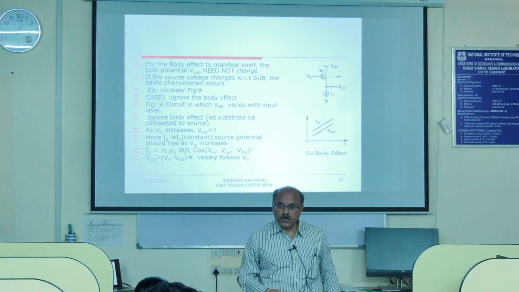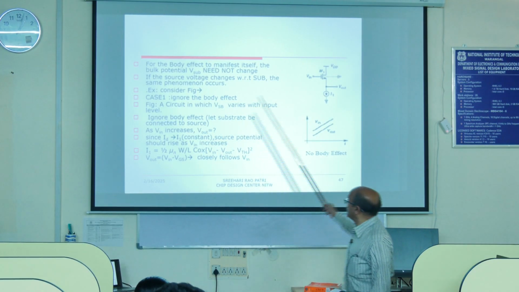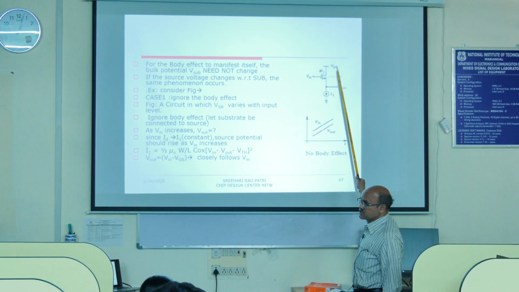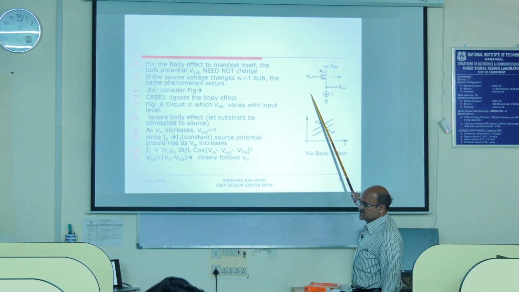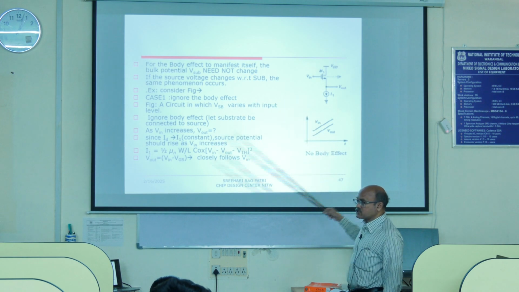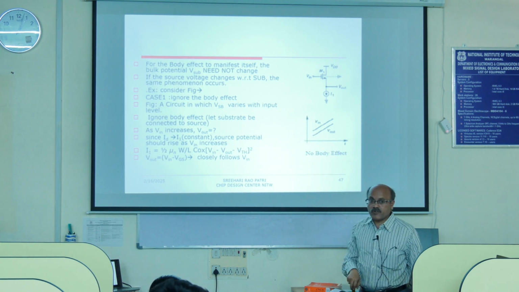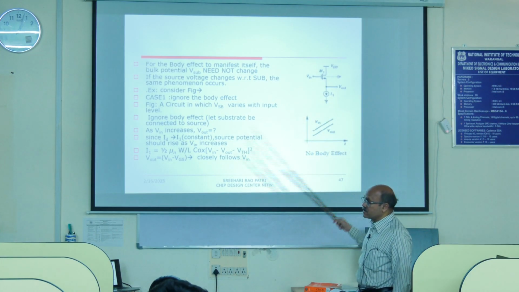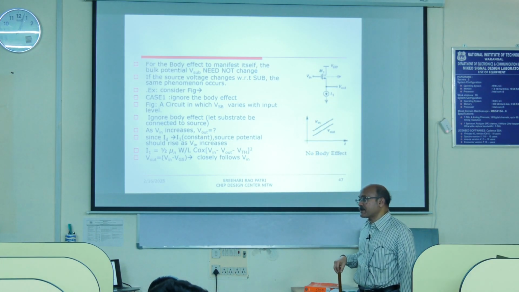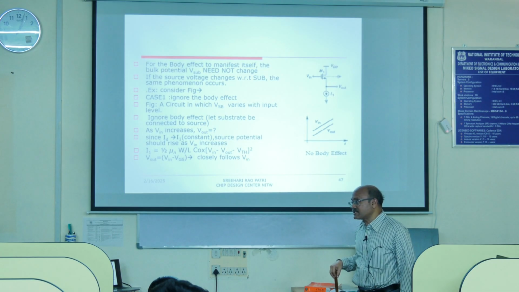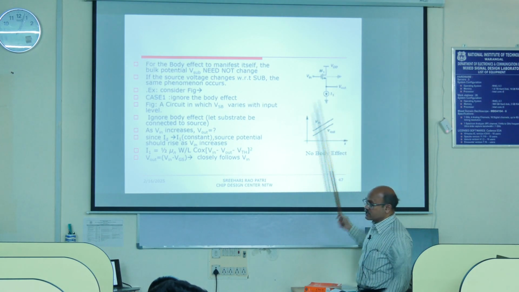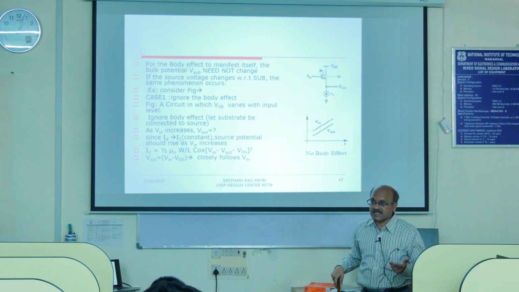VB is at 0 and source potential is rising now. So what happens to VBS? 0 minus, yes, right? So it becomes more positive or negative? Negative. So VBS becomes more negative. As input voltage is increasing, VBS becomes more negative. As VBS becomes more negative, what happens to threshold voltage? Increases. So as VBS becomes more negative, the threshold voltage keeps on increasing, right?